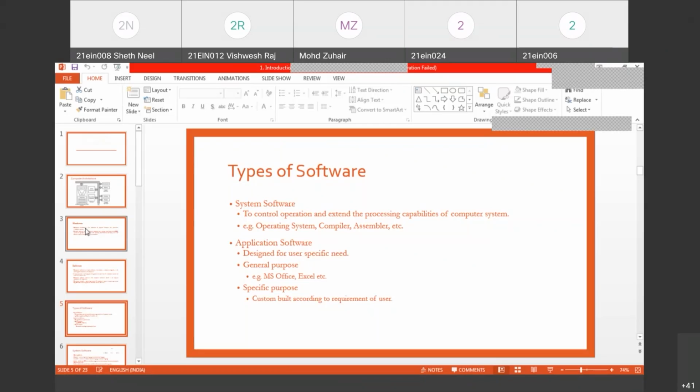Then application software, like Microsoft Word, PowerPoint presentations, Excel sheets. All those are application software, which is designed for user specific needs. Then specific purpose software is custom built according to the requirements of the user. Within the IT industry, we build custom built solutions for our clients, so that comes under specific purpose.